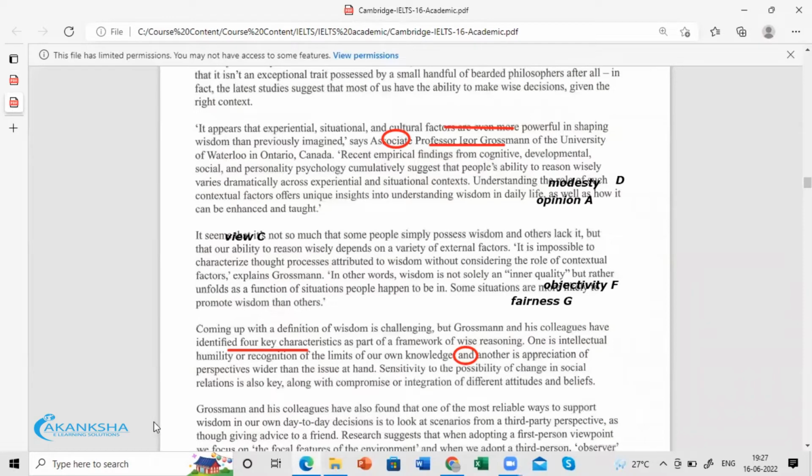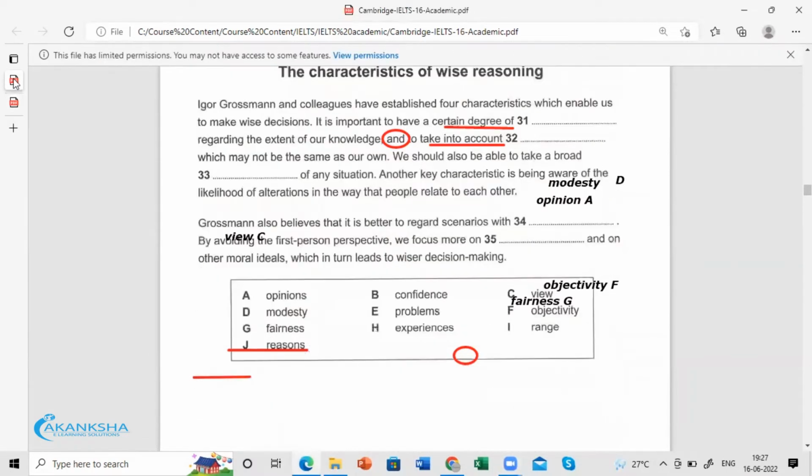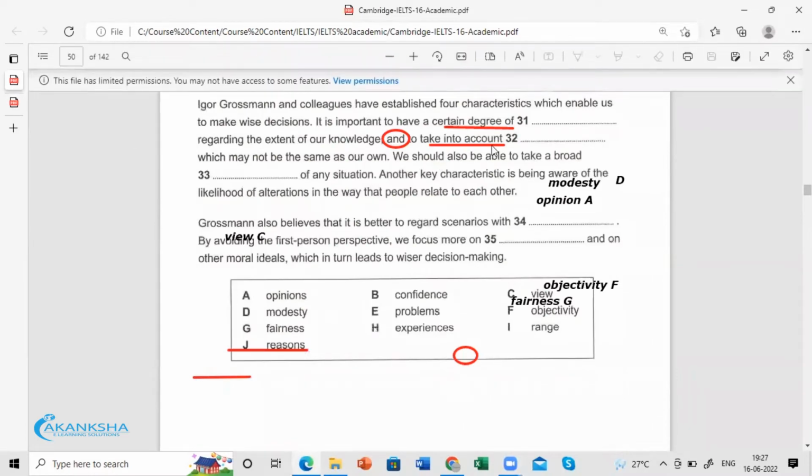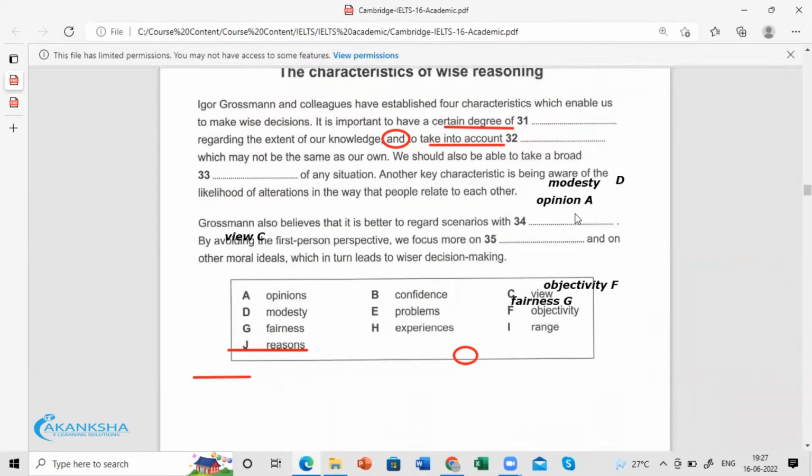The moment we see the word perspectives, we know that is the word that we need for the answer. And when we come down here to the question, take into account of perspectives, what is the nearest word that is possible here? That is opinion.